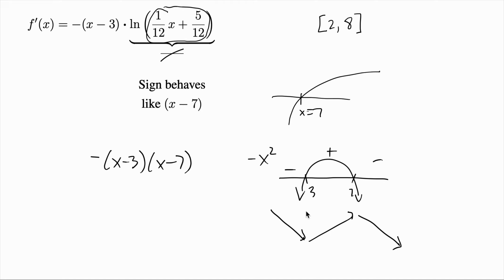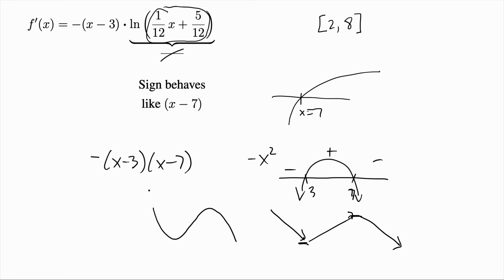Pay attention to what's happening right at 3 and right at 7. So at 3, when we plug in 3, it looks like we're going to be getting out a 0. When we're plugging in 7, we're going to get an ln of 1, which is 0. So these are going to be flattening points. That's kind of nice. So flatten and then flatten.